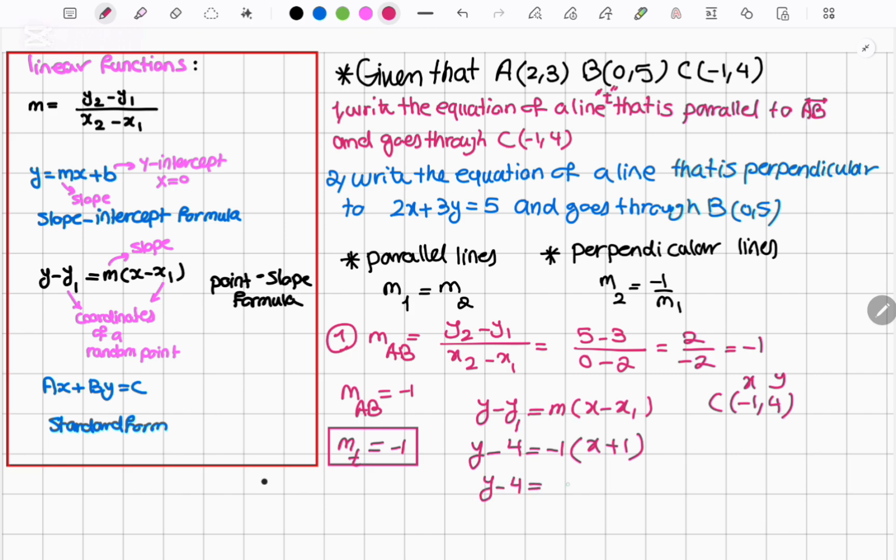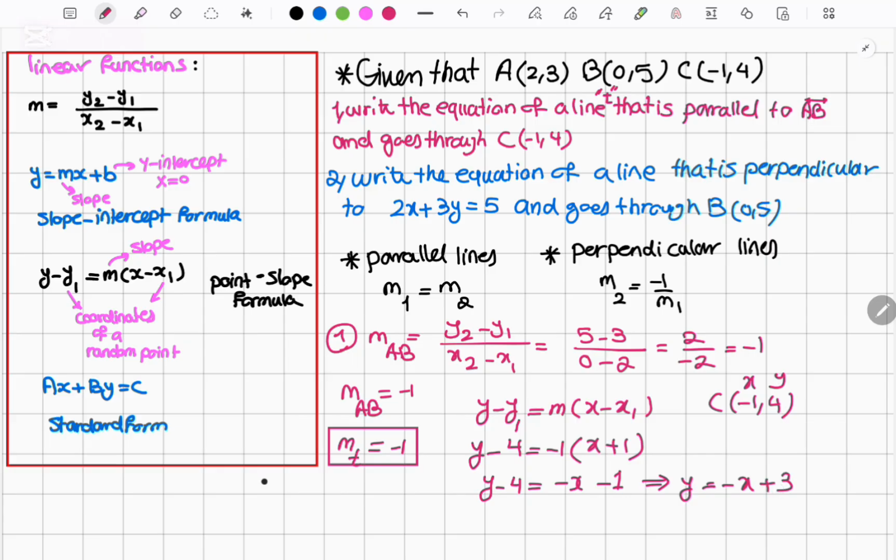So it's going to be y minus 4 is equal to negative x minus 1. And then you're going to move... I just rewrote the other thing. So, one second. y is going to be negative x plus 3.